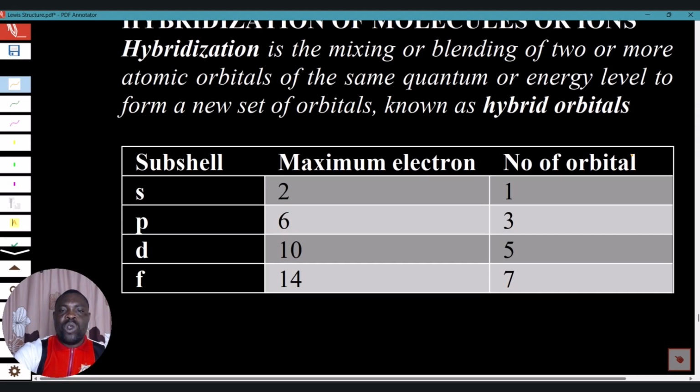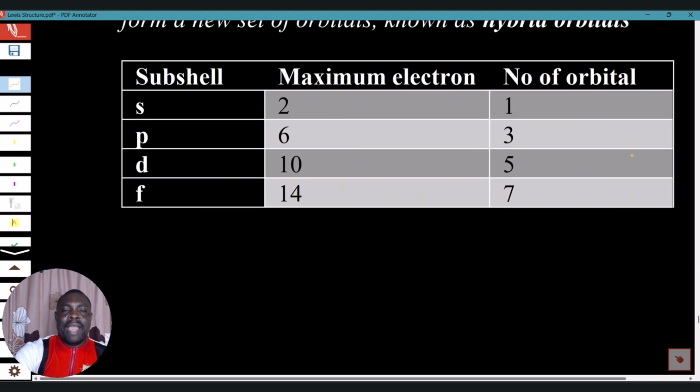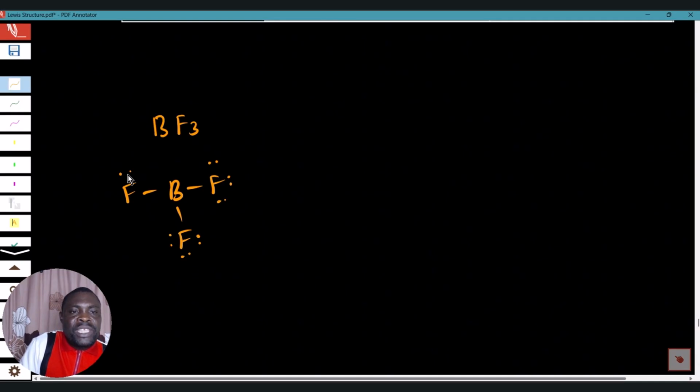Now, these things, we combine them to form what? Our hybridization. Now, let's look, for example, again. Let's go back again to the Lewis structure of BF3. Now, this is the Lewis structure of BF3. Now, we have considered how to draw a correct Lewis structure. If you missed that lecture, go back and do justice to that.